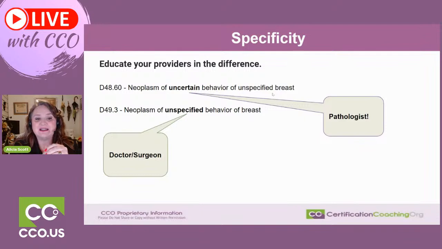So the unspecified is used for the provider or the surgeon that takes the biopsy and sends it to the pathologist. Very, very critical that they get this right, because we don't want a bunch of diagnoses as uncertain being captured for statistics when in fact the pathologist didn't say that. The doctor or surgeon says that. It's not correct. It would not be the highest specificity.